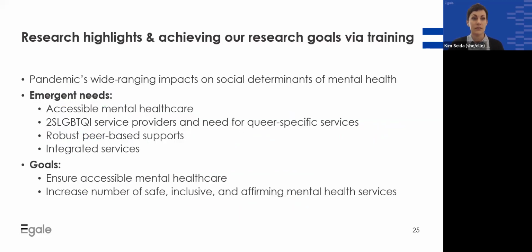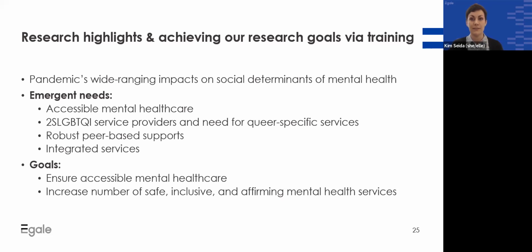So as we've seen in today's webinar, through both Felix's and my discussions of the two different research questions, Egale's Queering Mental Health Supports in Canada project provides several key insights into the pandemic's wide-ranging impacts on 2SLGBTQI people in Canada, as well as their emergent needs. So to summarize it all, what are these emergent needs? Firstly, we need more accessible mental health care. Secondly, we need more 2SLGBTQI service providers and queer-specific services.